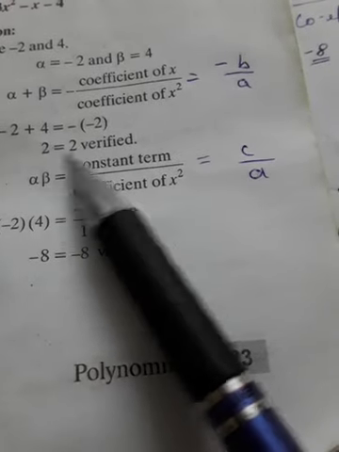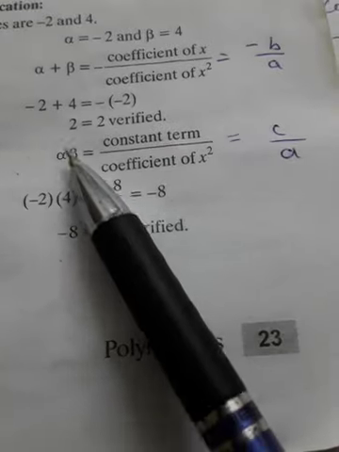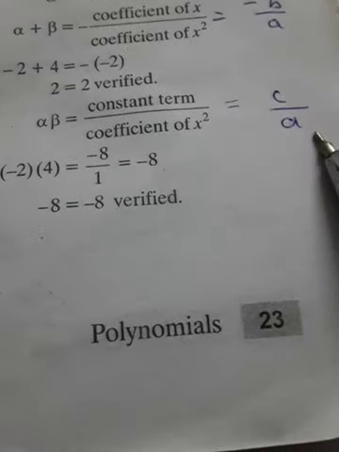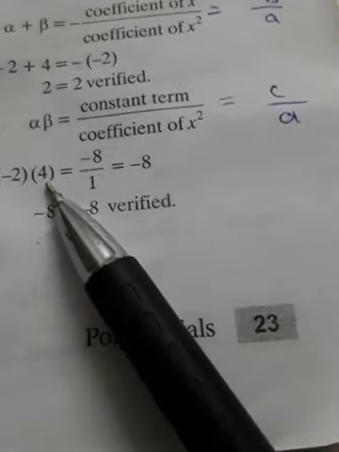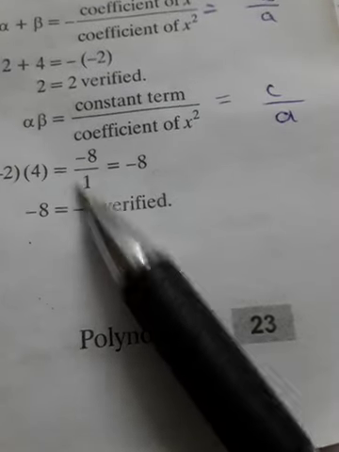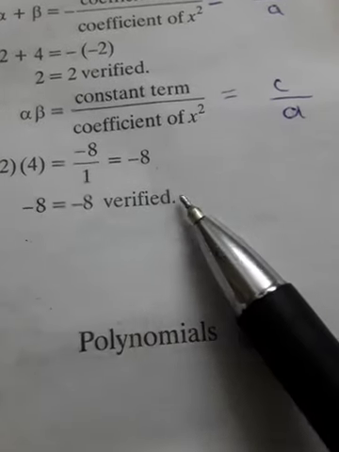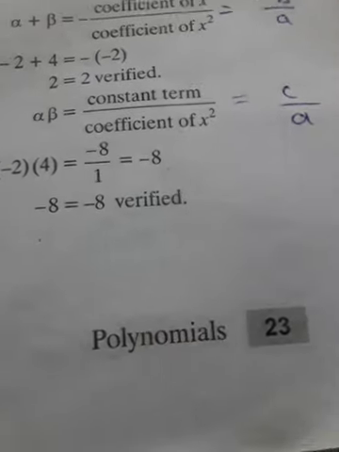So now RHS and LHS are equal, so it is verified. The next is the product, alpha beta equals c by a. So negative 2 into 4 equals negative 8 in LHS. Then c by a means negative 8 by 1, that is also negative 8. Here also LHS and RHS are equal, so it is also verified.